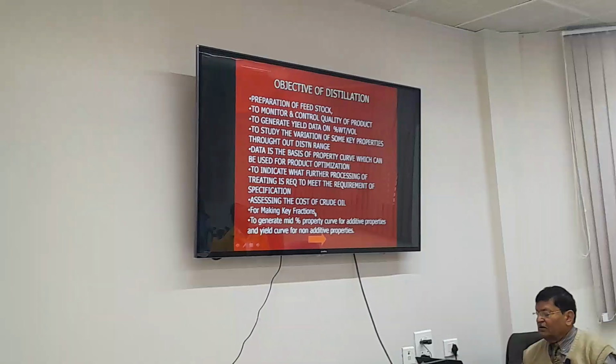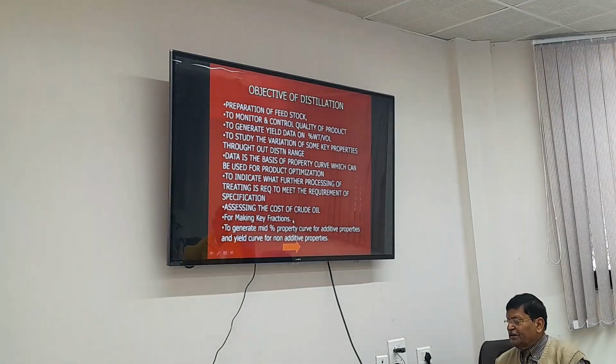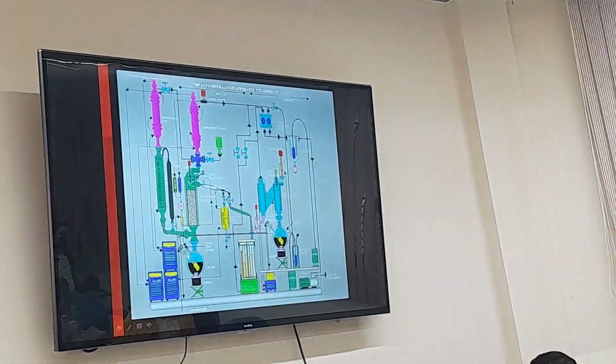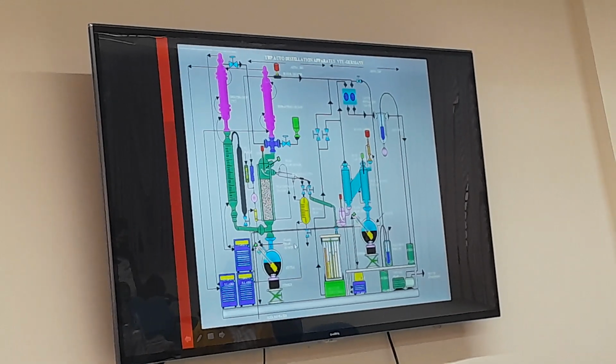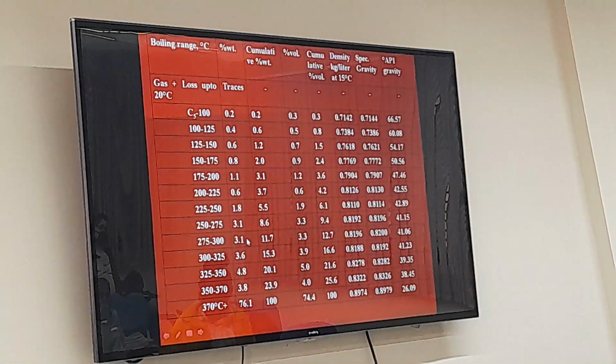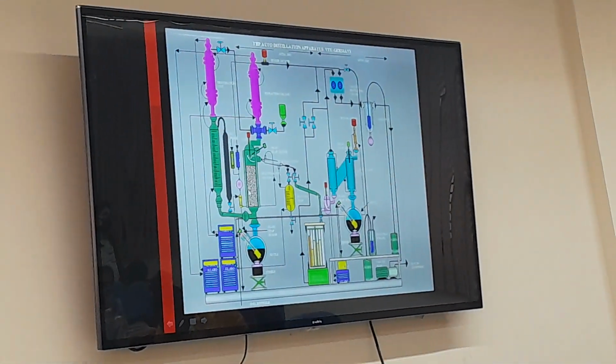Heat the crude oil for characterization of crude oil, that is for paraffinic base, taking the charge. This is the thermometer, temperature sensor. This is the stirrer, the flask temperature sensor. Then it is going to the column.